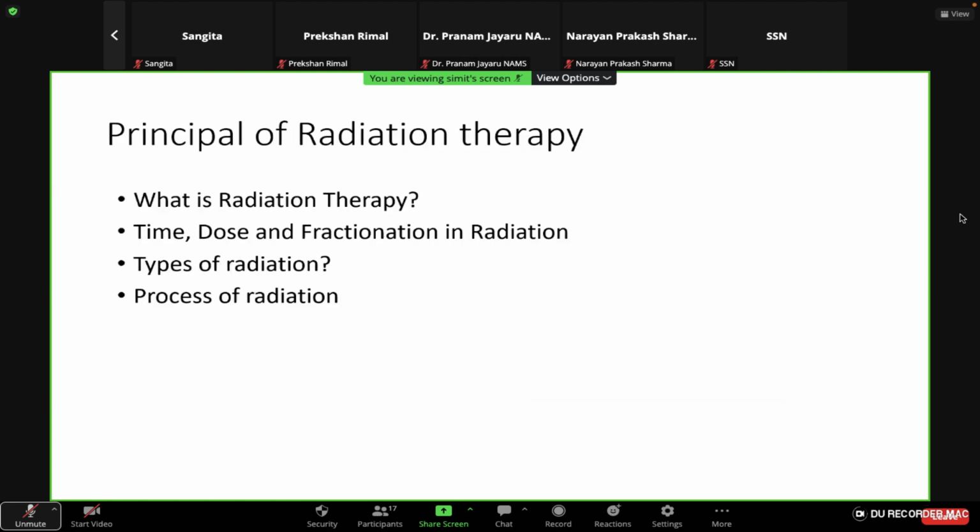or palliation. So when we start the principle of radiotherapy, I would like to divide this into what is radiation therapy, how radiation is given, why radiation is given. We'll go into discussion later. What are the types of radiation available in the world and what we do in Nepal, and how the process of radiation goes on.